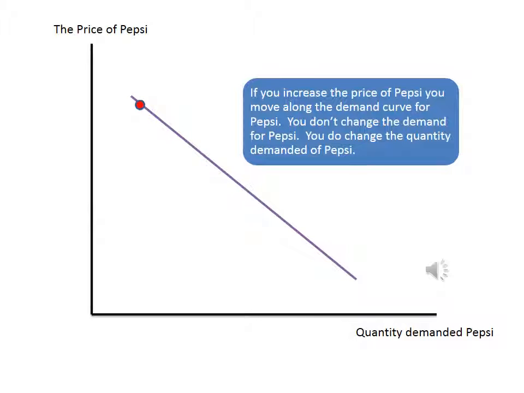So to review, if all we do is increase the price of Pepsi, then we move along the demand curve for Pepsi. We don't change the demand for Pepsi, but we do change the quantity demanded of Pepsi. That's because the demand for Pepsi is the entire relationship between the price of Pepsi and the quantity of Pepsi, whereas the quantity demanded of Pepsi is a number, like 300 cans of Pepsi. And if you change the price of Pepsi, you do change the quantity demanded for Pepsi.